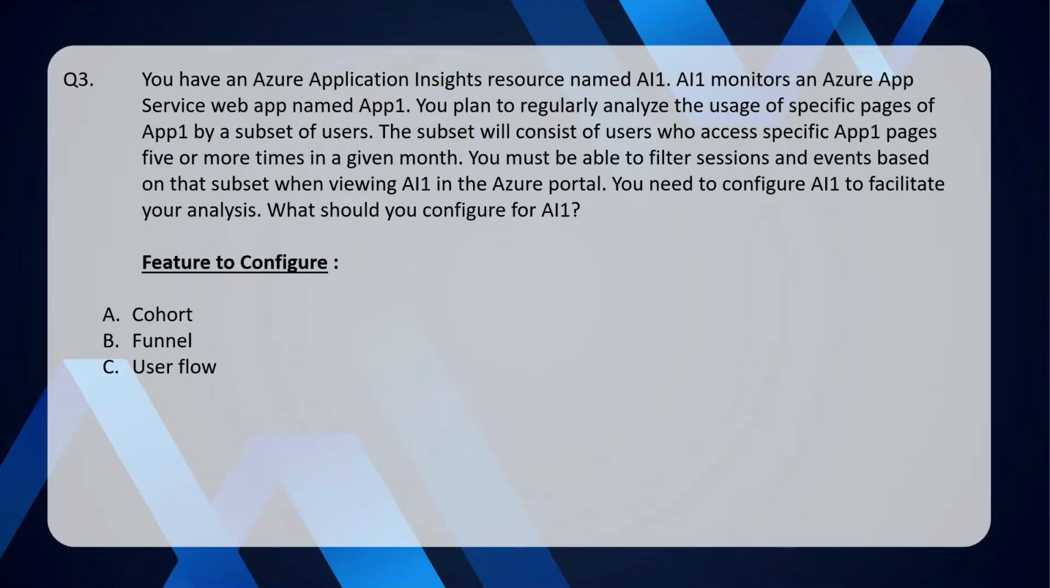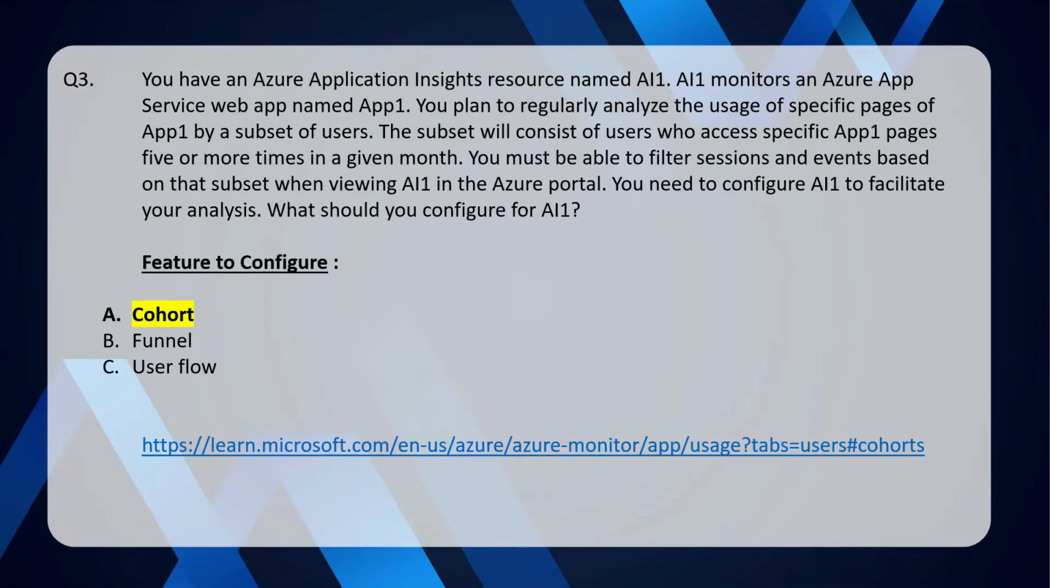And the first part of the question is talking about the feature to configure, and your options are cohort, funnel, user flow. Now friends, a cohort is a set of users, sessions, events, or operations that have something in common. In Application Insights, cohorts are defined by an analytics query enabling you for targeted analysis. Funnels shows step-by-step user progress, and user flow visualizes navigation paths.